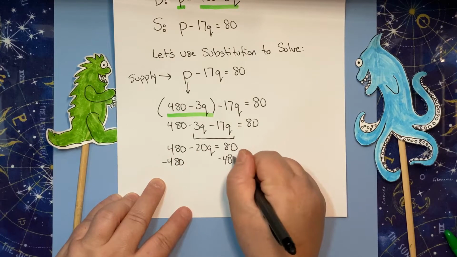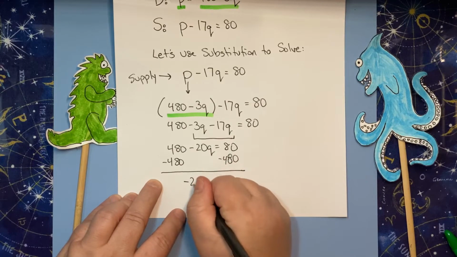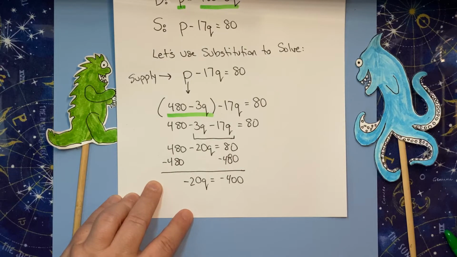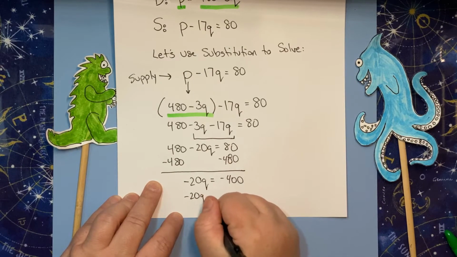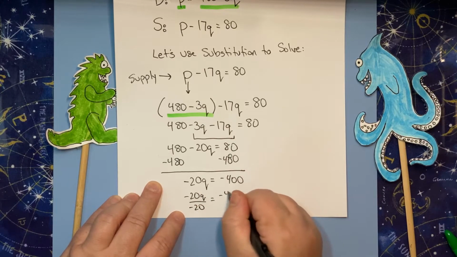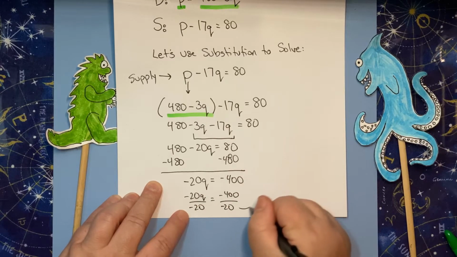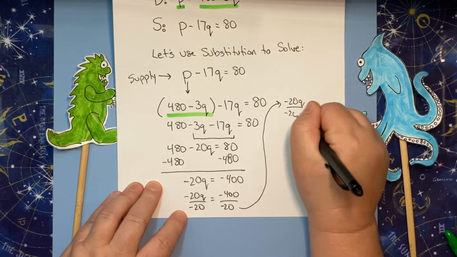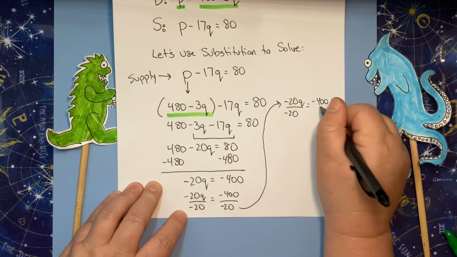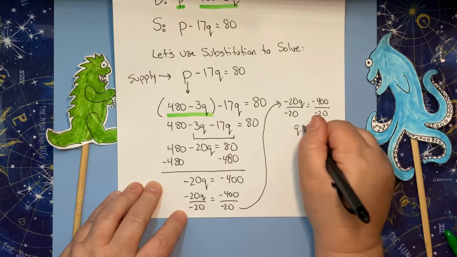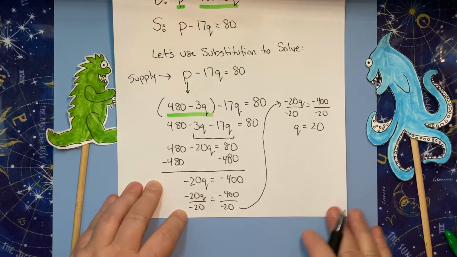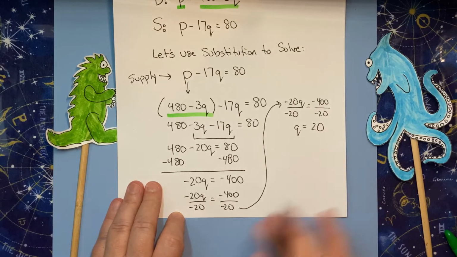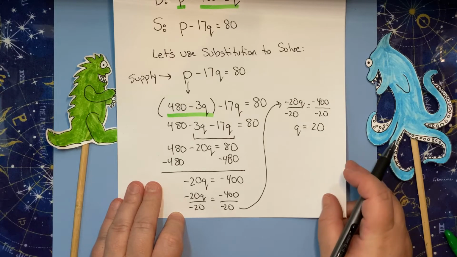Feel free to do it a different way if you would like. I get negative 20Q equals negative 400. And then I divide by negative 20. So that I get negative 20Q over negative 20 equals negative 400 all over negative 20, or Q equals 20. Ooh! So my equilibrium solution quantity will be 20. So whatever these things are, in the perfect world, we would sell 20 of these.